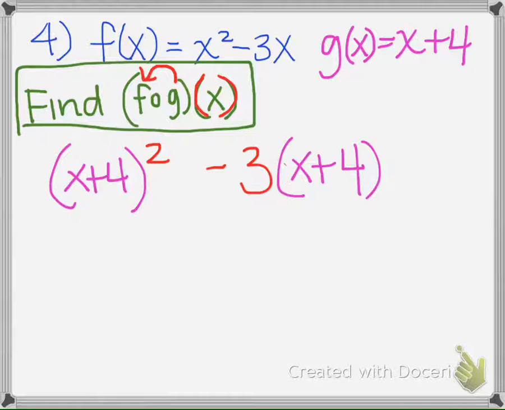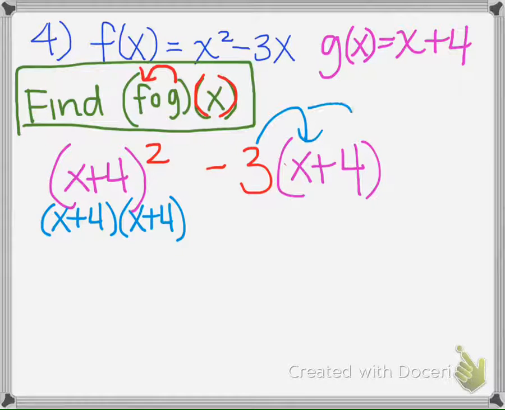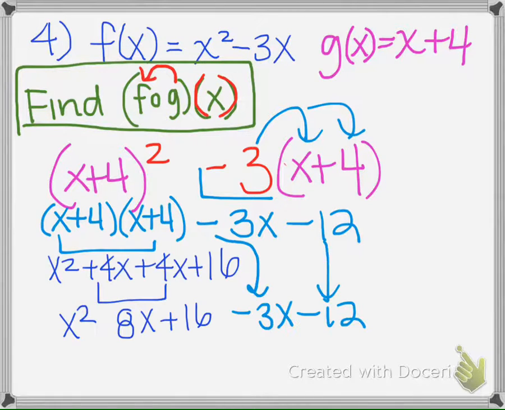And now we're going to go ahead and simplify this. Remember, we've learned we cannot distribute that. That is wrong because of the plus sign. So we have to figure out what x plus 4 times x plus 4 is. Here we're going to distribute, and this is not 3, it's negative 3, so negative 3x minus 12. So let's go ahead and FOIL this.